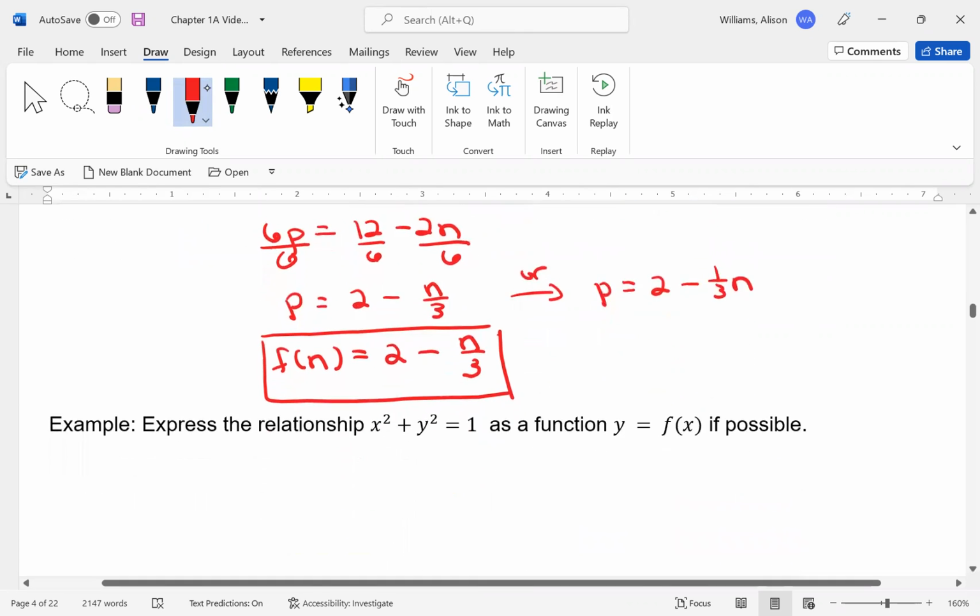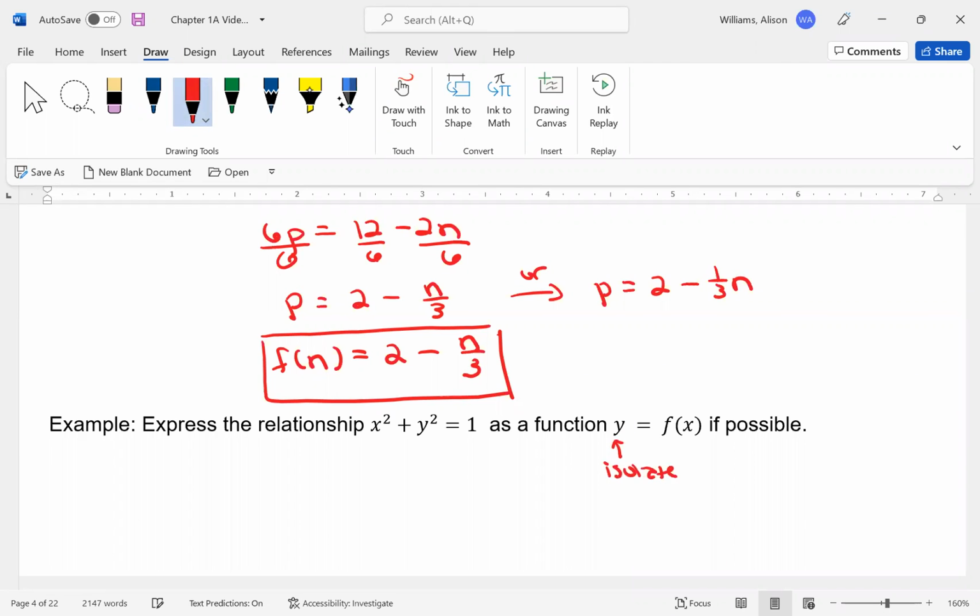Now let's try it differently. Different equation, same idea, same concept. So in this case, y equals a function of x. So we're trying to isolate the y. That's the one we're going to try to get by itself. So I'm going to work on getting this by itself. All right. So I'm going to subtract x squared from both sides. So I'm left with y squared equals 1 minus x squared.